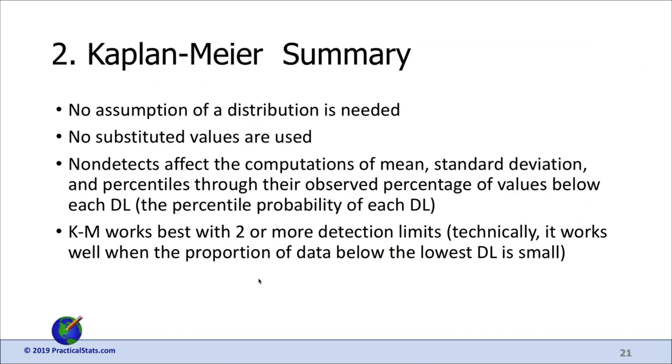So Kaplan-Meier does not assume a distribution. That's good generally. No substitution is used. That's very good. Non-detects affect the computations of the mean, standard deviation and percentiles through the observed percentage of values below each detection limit and how it redistributes that probability down to the other detected values underneath it. It works best with more than one detection limit. Technically, it works well when the proportion of data below the lowest detection limit is small. That's really the critical issue.